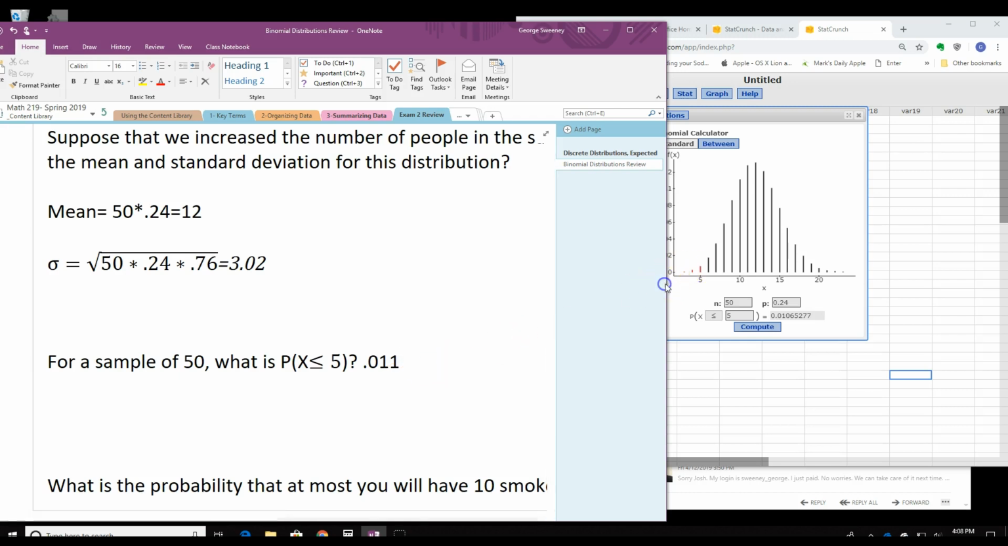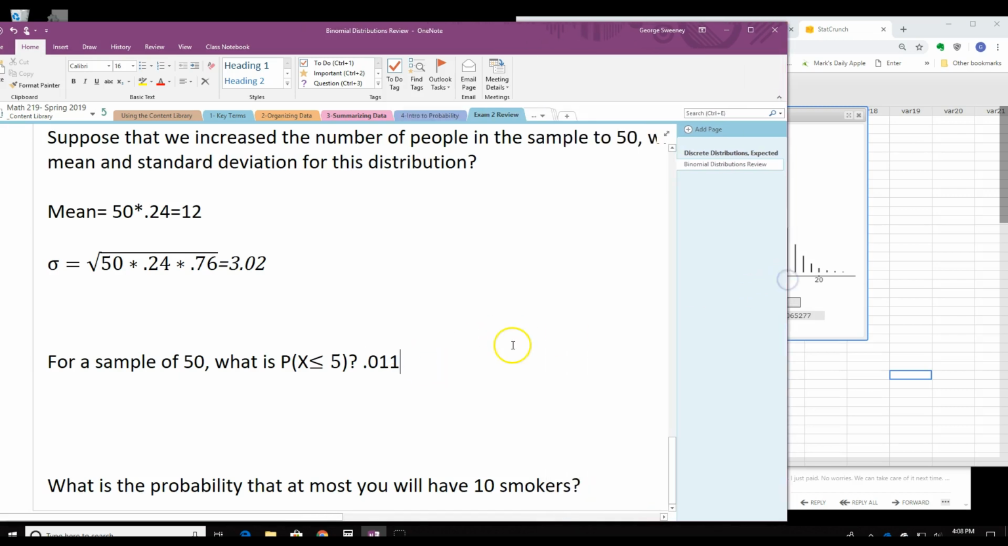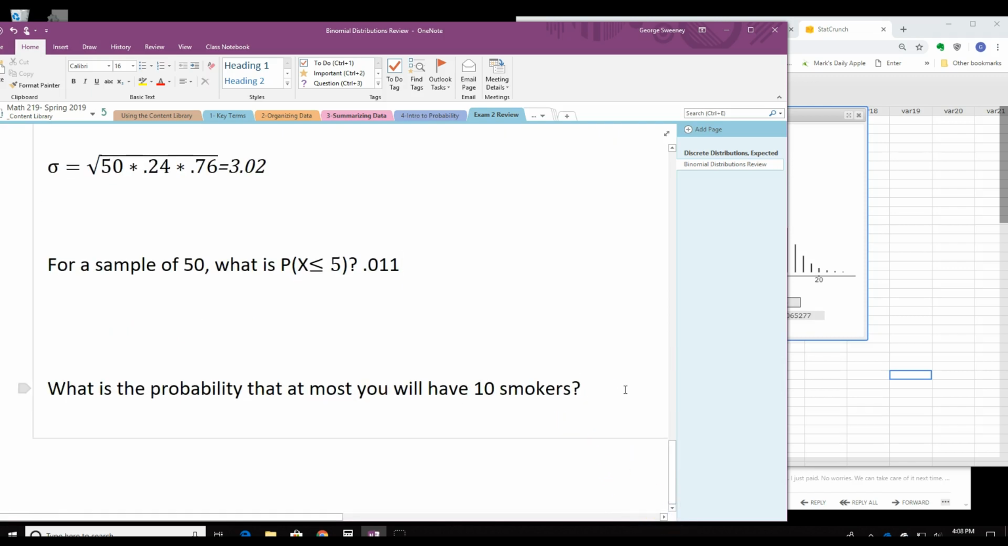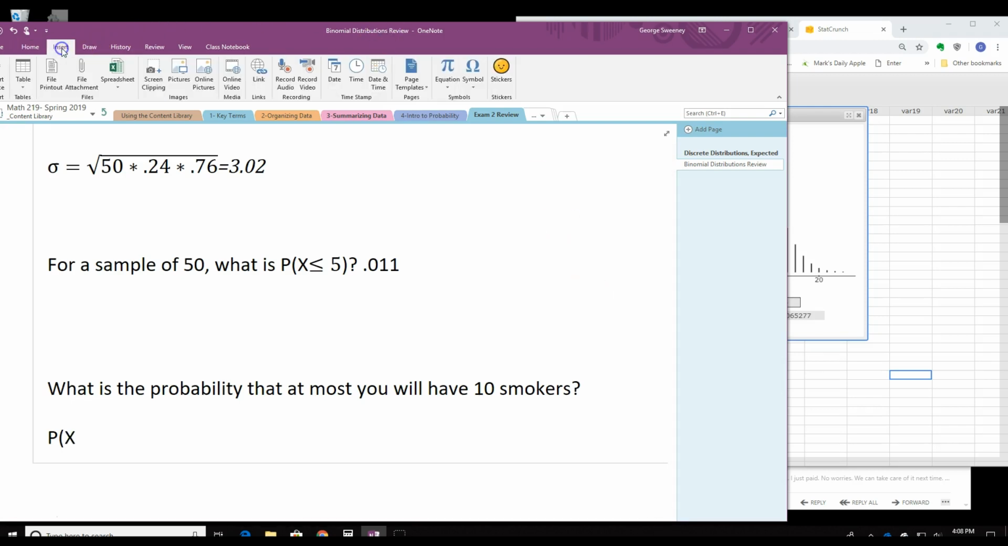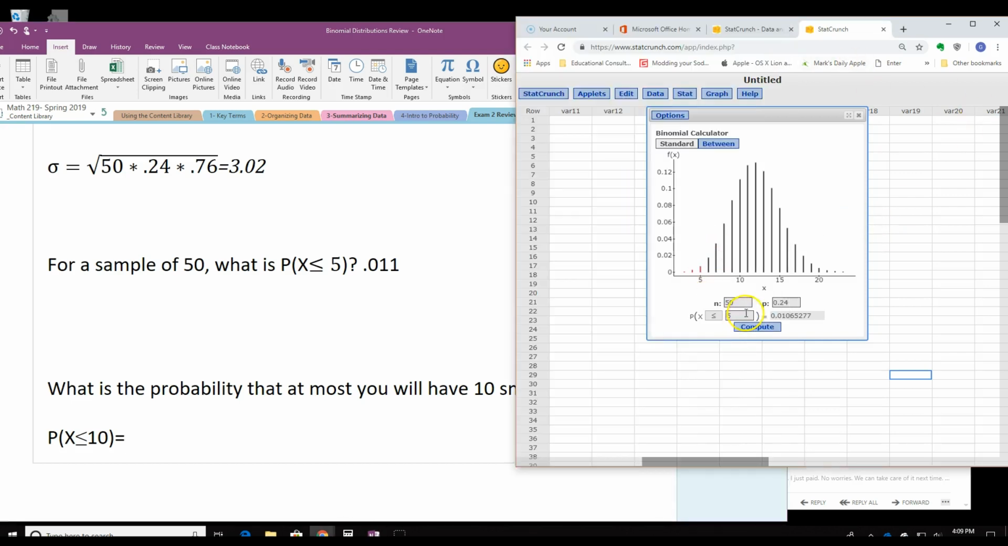What is the probability that you'll have at most 10 smokers? Oh, interesting. Well, what does it mean to be at most? Probability that X is less than or equal to 10. Think about what it means to be at most. At most means that we have no more than 10. Okay, so it's probability X less than or equal to 10. I'm going to go in here. And that's 0.318.